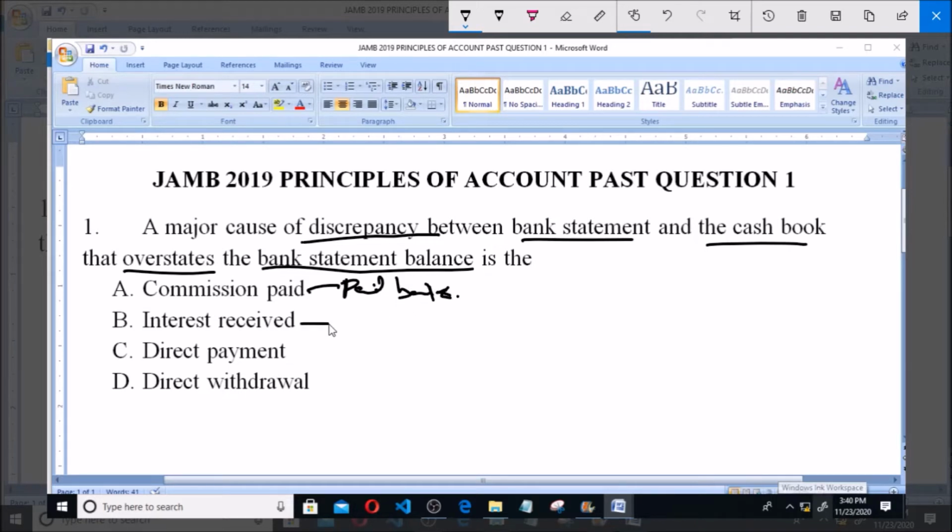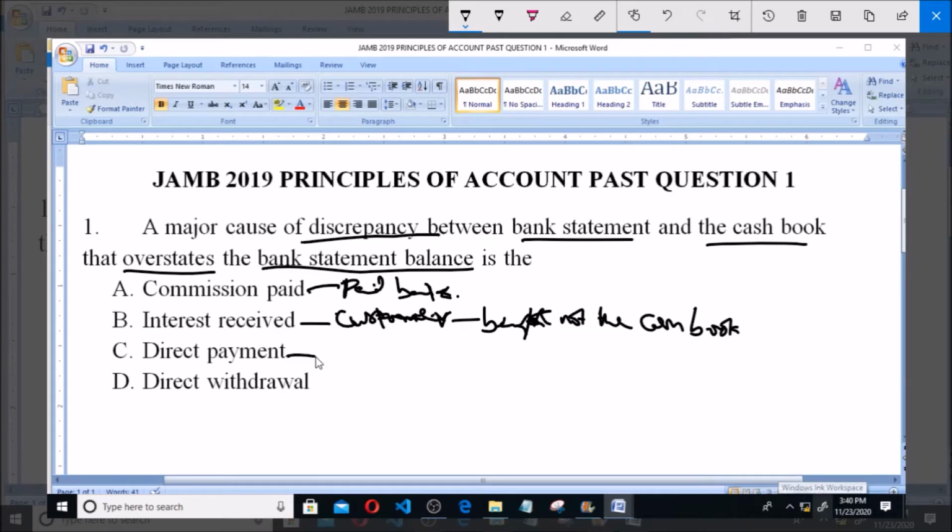Interest received, for money that has stayed long, the customer receives interest at a certain percentage. So this one, the customer receives, is from the bank. From the bank, he receives the interest, and this interest only reflects in the bank statements, not the cash book.